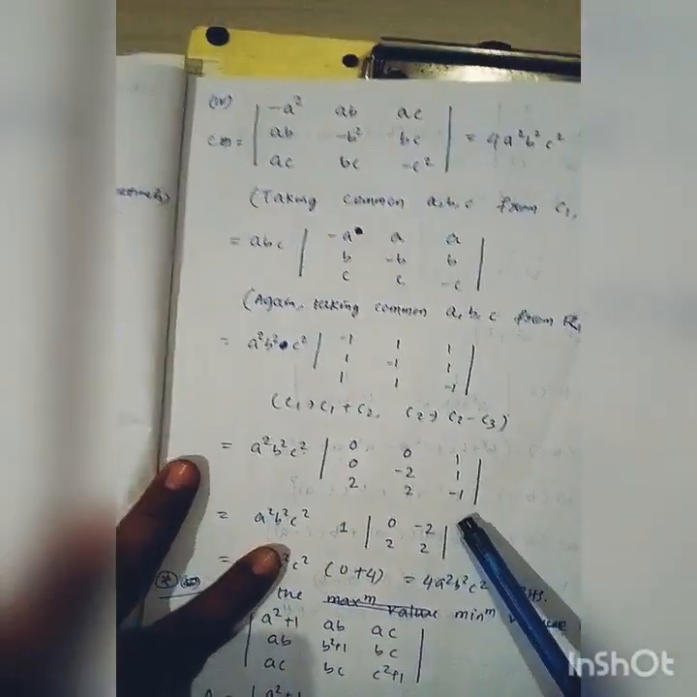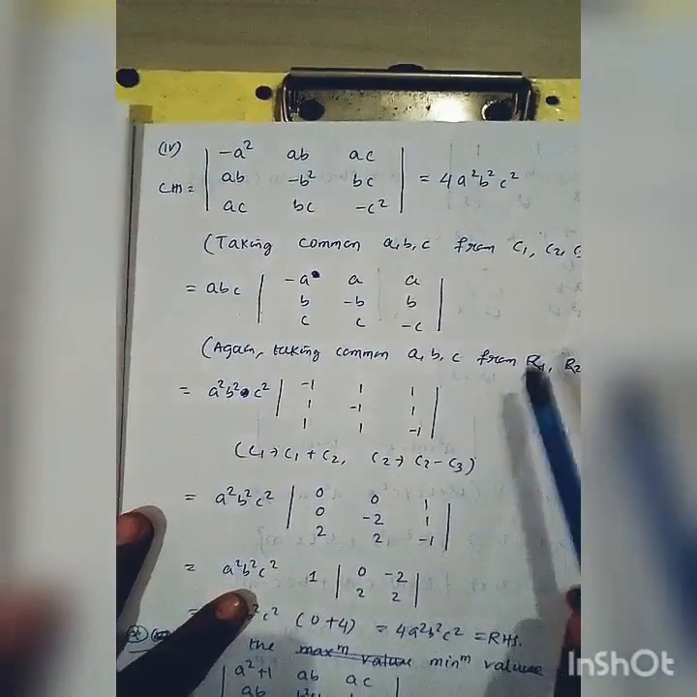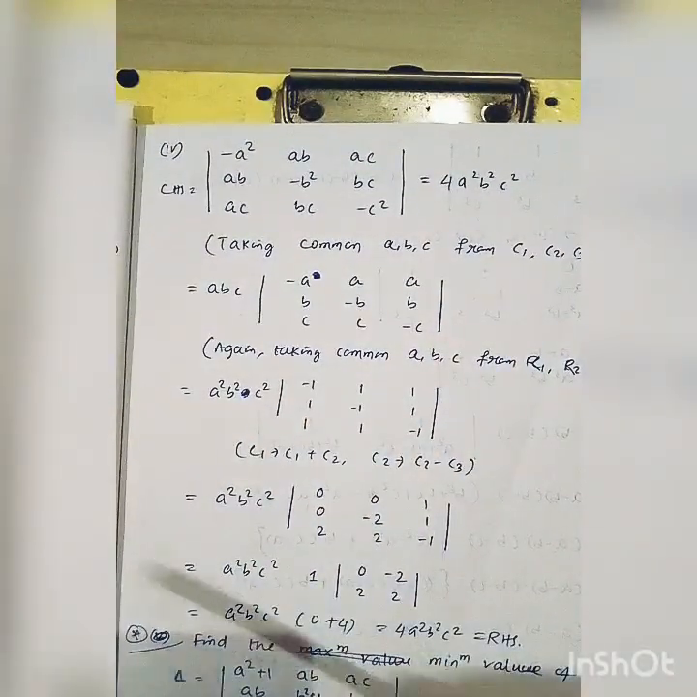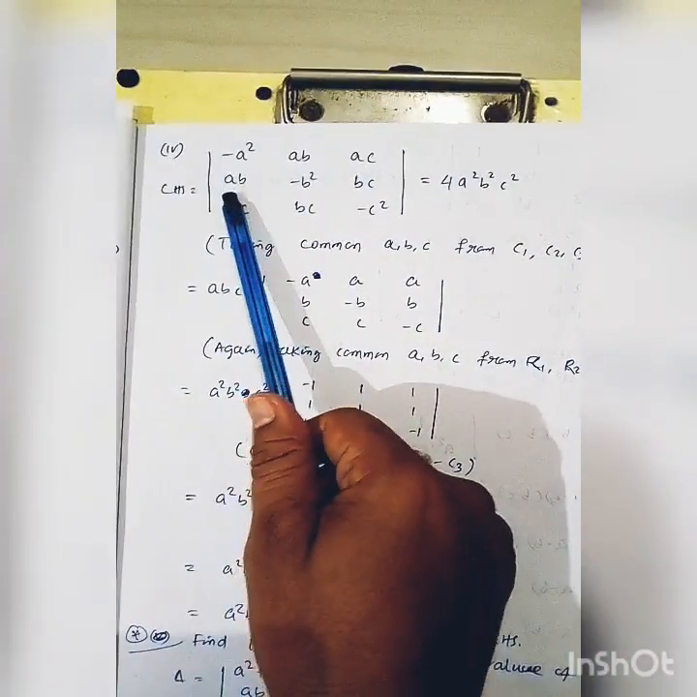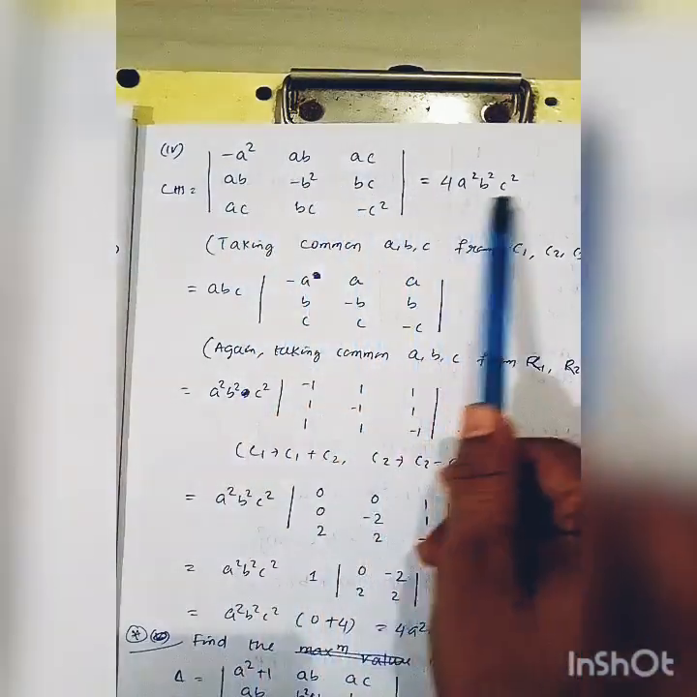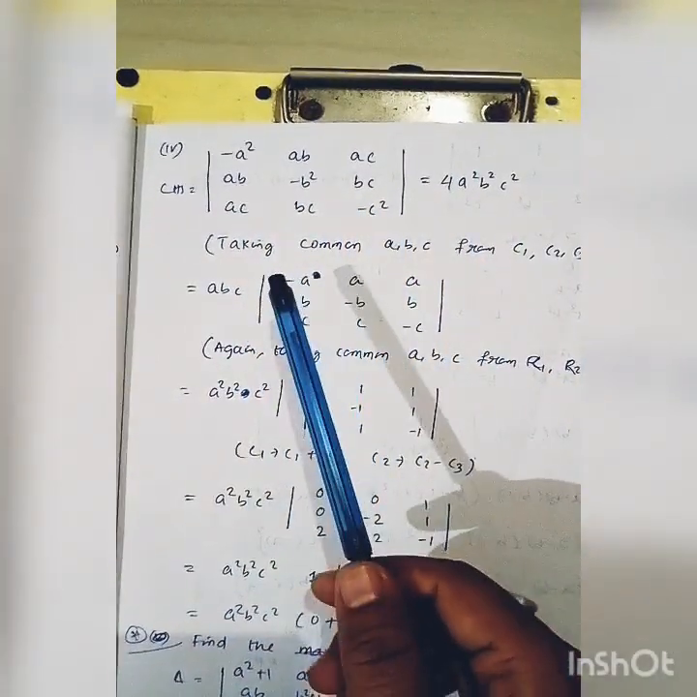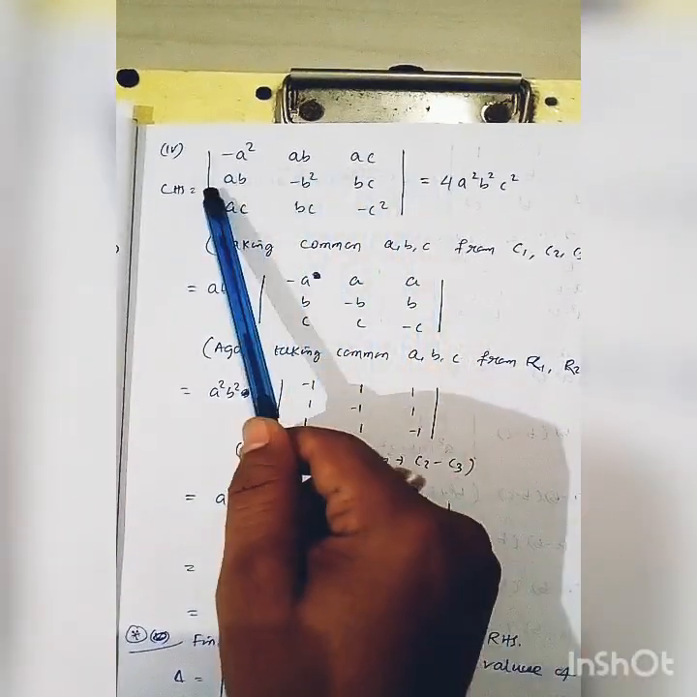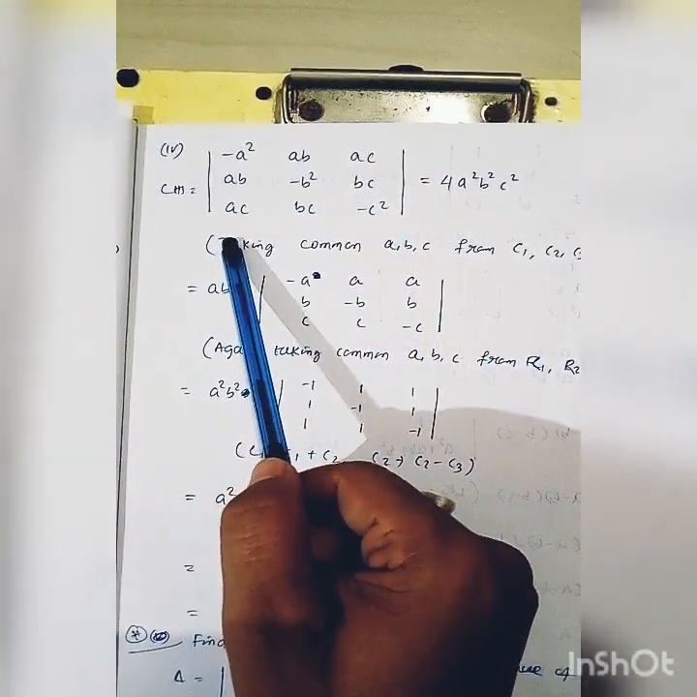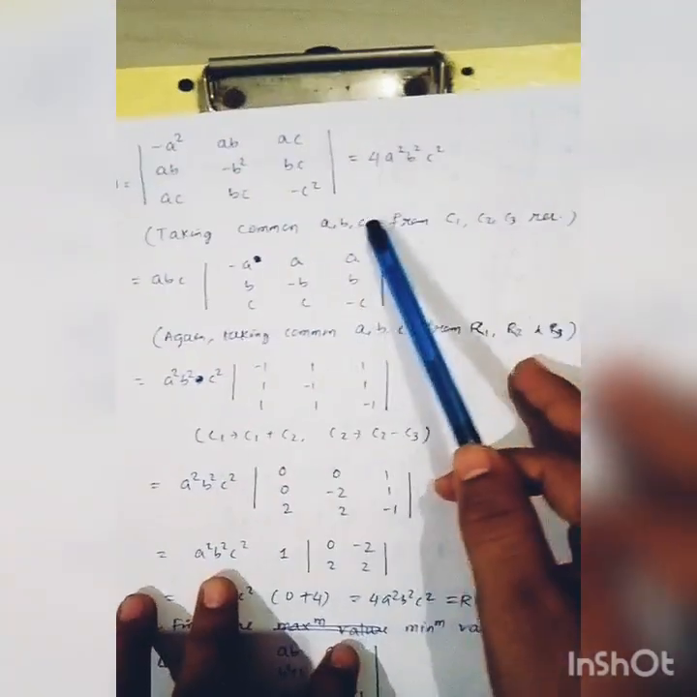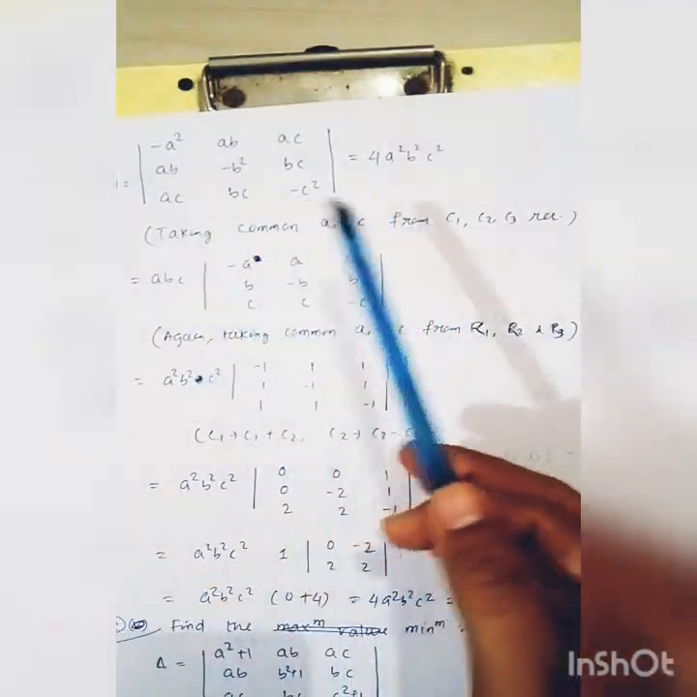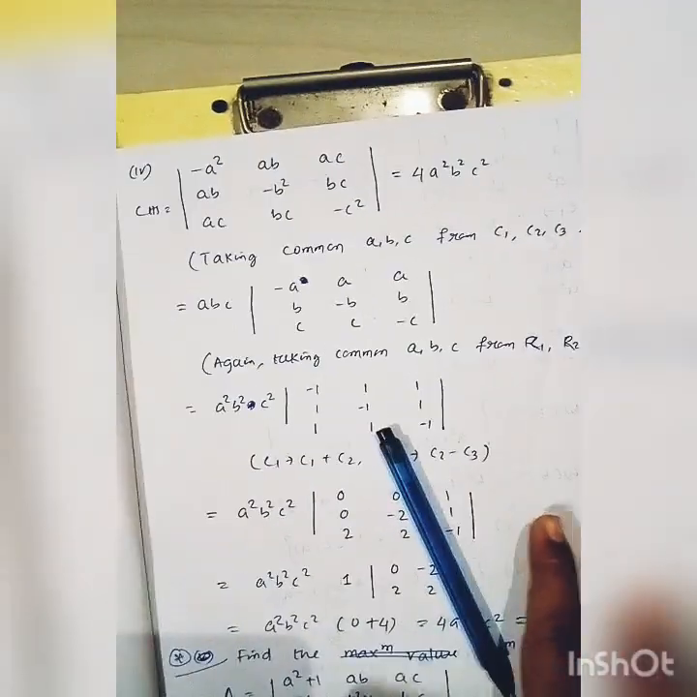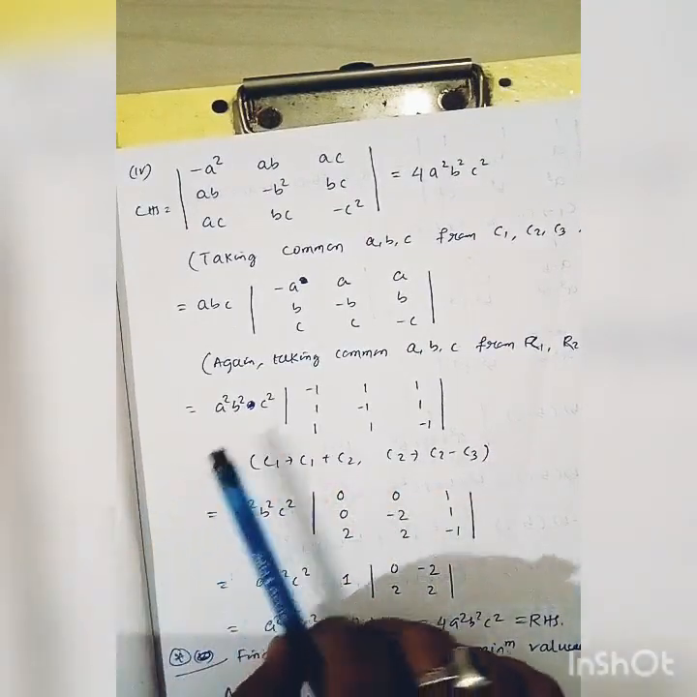Another question, similar to the above question also. The determinant of this is equal to this. Again, if you observe, in the first row we can take common a, similarly we can take common a from column 1 also. Here we can take common a, b, c from column 1, column 2, column 3. We can also take common in row 1, row 2, row 3 also.